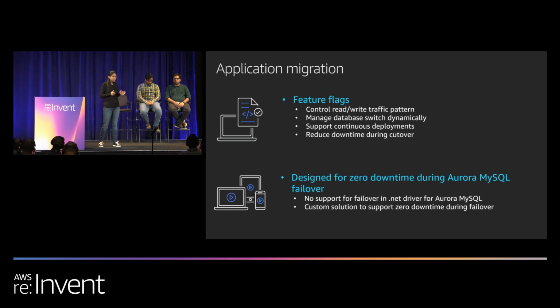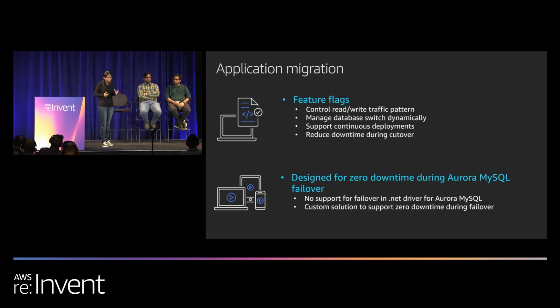But we had taken some important design considerations as part of the application migration. We wanted to control the read-write traffic pattern through a configuration change rather than any deployment. So when I talk about the data migration process in detail in the coming slides, there's a step where I need to stop the write traffic to the source database just before switching to the Aurora database. We were able to do that very easily with the help of feature flags.